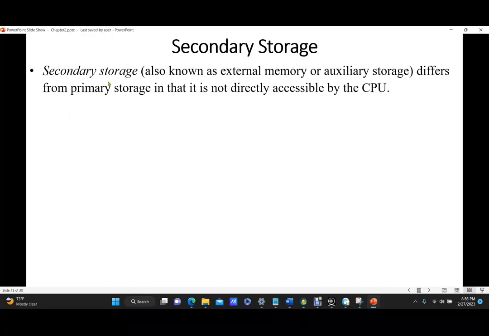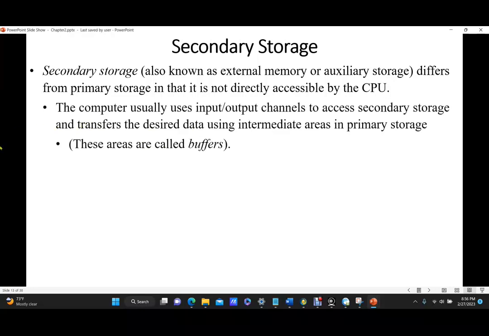Secondary storage, also called external memory or auxiliary storage, differs from primary storage in that it's not directly accessible by the CPU. The computer normally uses I/O channels to access the secondary storage, and transfers the data using buffers, intermediate areas in primary storage.